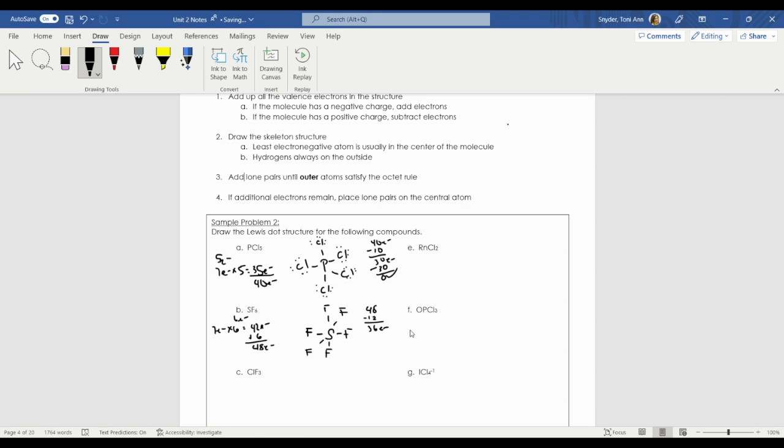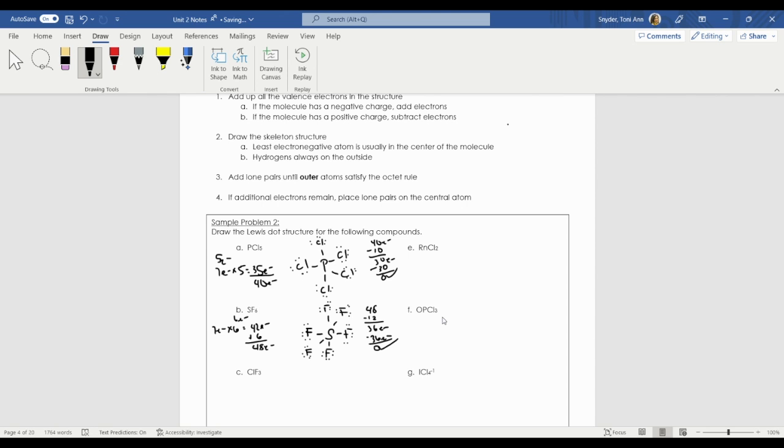Step 3 says add your lone pairs until your outer atoms satisfy the octet rule. Just like chlorine, fluorine has to have 3 lone pairs. So let's add some lone pairs here. 1, 2, 3, 4, 5, 6, ... 35, 36. Perfect. There is my correct Lewis dot structure for sulfur hexafluoride.